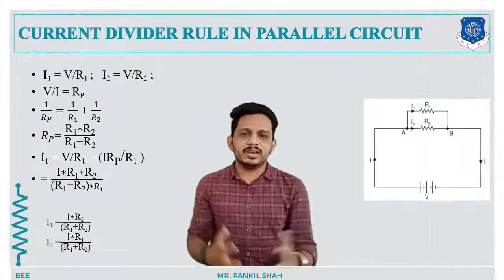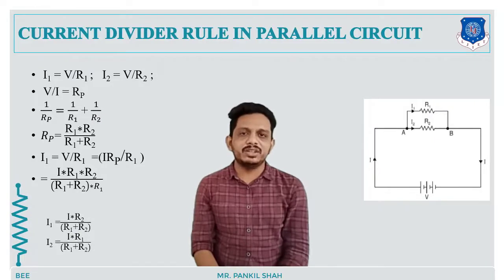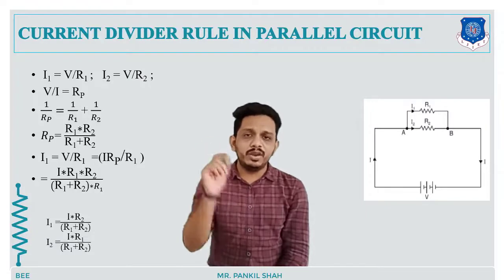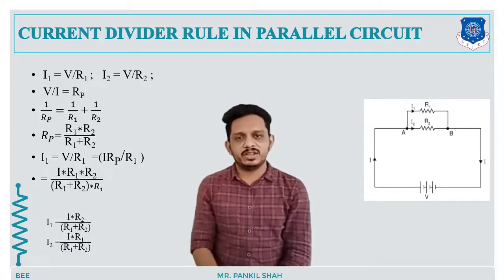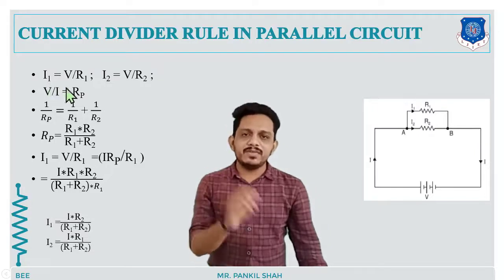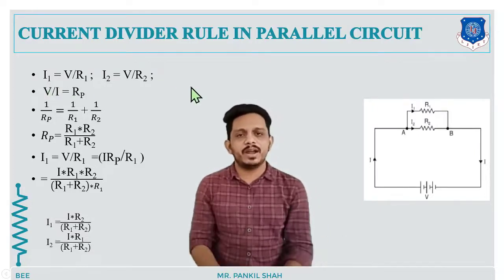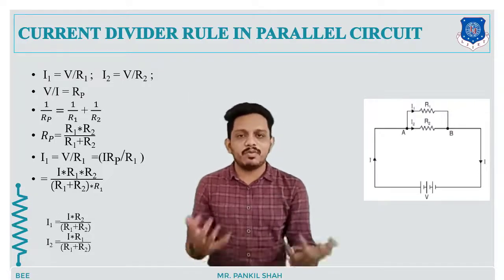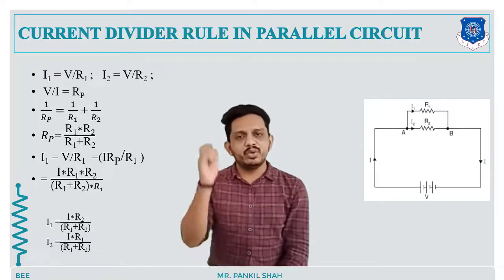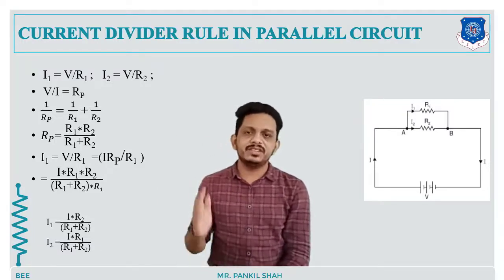Now let's see the important rule in parallel connection, that is the current divider rule. In the current divider rule, we have taken the same figure, but here our question is to find the current flowing through each resistor without finding the voltage. Because we know that the current flowing through the first resistor I1 and the second resistor I2 is, according to Ohm's law, I1 is equal to V by R1 and I2 is equal to V by R2. But I don't have any data of the voltage V, and I don't want to find the voltage V. I want to find the current flowing through this resistor directly. So for that, let's see this diagram.